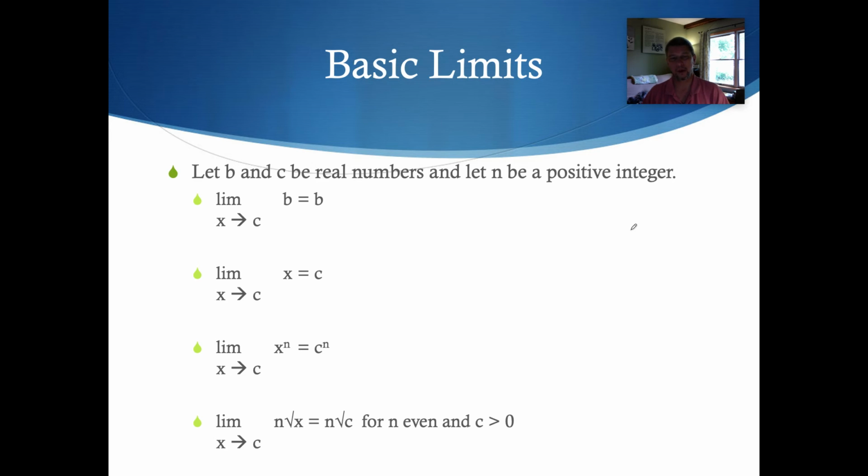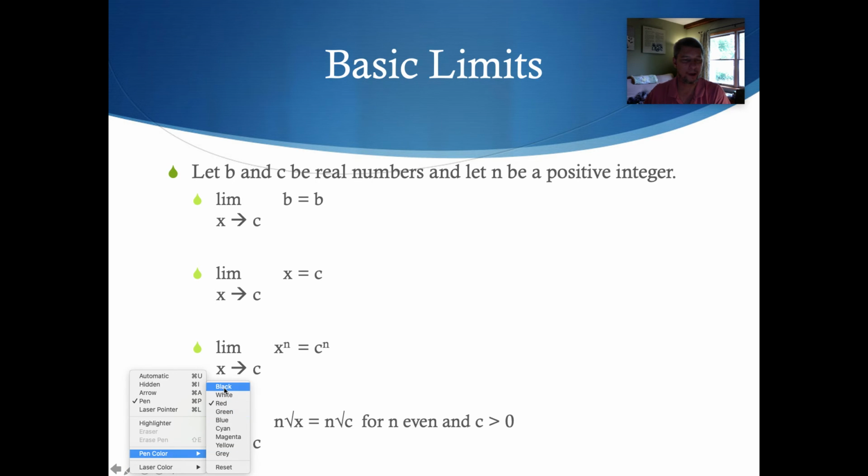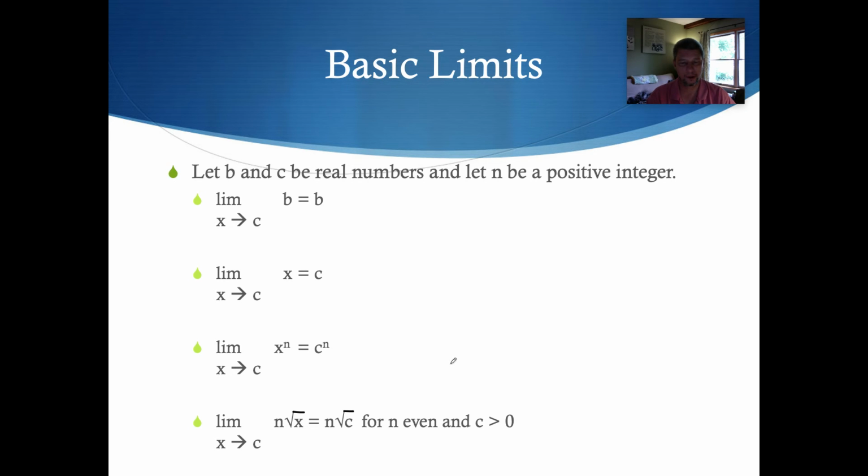The same thing is true when you take x and square it or cube it or so on. The limit as x approaches c of x to the nth power is simply c to the nth power. If x is approaching c, then x to the nth approaches c to the nth. And the same thing is true for roots. The limit as x approaches c of the nth root of x equals the nth root of c, for an even value of n, all right, as long as it's 2 or 4 or 6 or whatever, and that c is a positive number, all right, it's got to be greater than 0, all right? So those are just general basic limit rules.